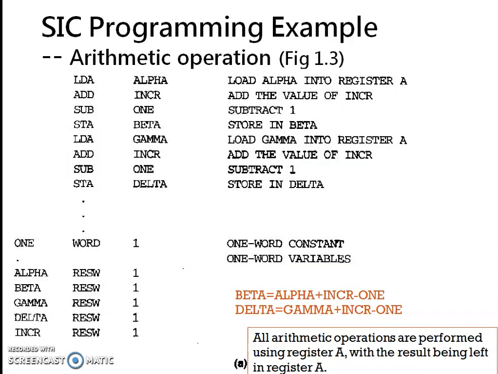The next example is performing arithmetic operations. How can a program be written to perform arithmetic operation? So LDA alpha, what is the meaning of that? Load accumulator alpha. Some value is stored in alpha which needs to be loaded to the accumulator. So alpha is a reserved word for one word. So it is reserved for one word.